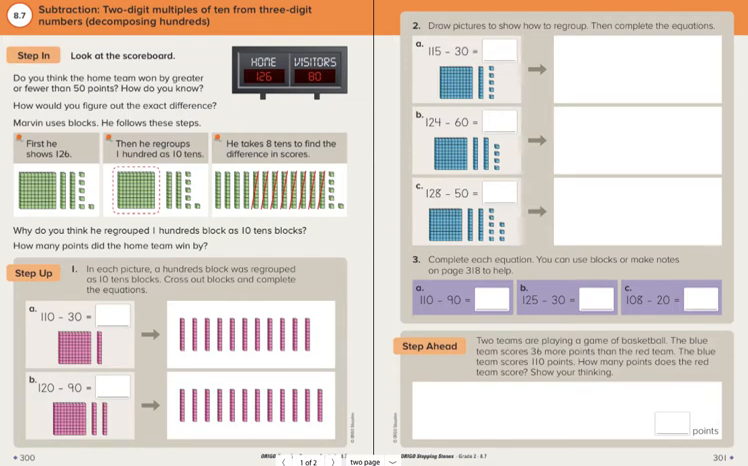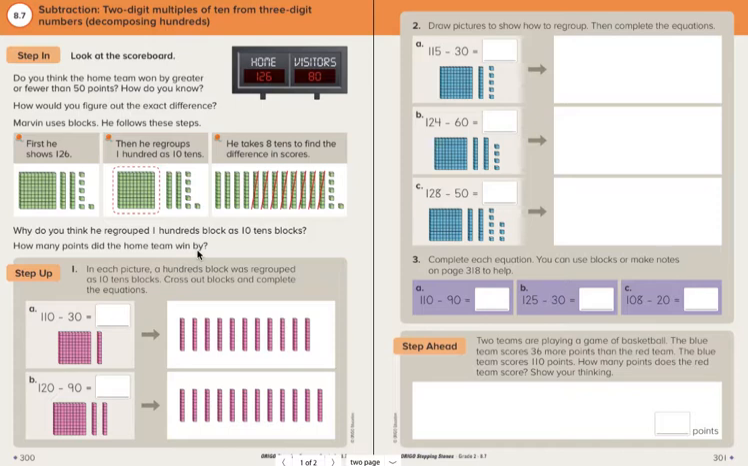Now I'm going to take you on a walkthrough for what your job is in your math journal for pages 300 and 301. So if you don't have your math journal out, why don't you go ahead and get it out right now so you can follow along with me, okay? So let's start with the step in. As usual, you don't have to write anything down, just follow along with me. Doing the step in with me is going to help you for the rest of the journal work.